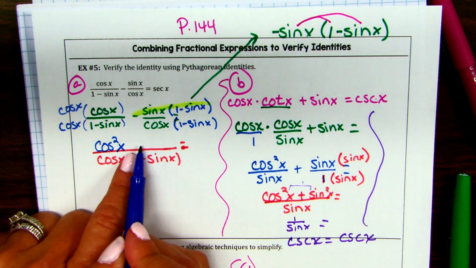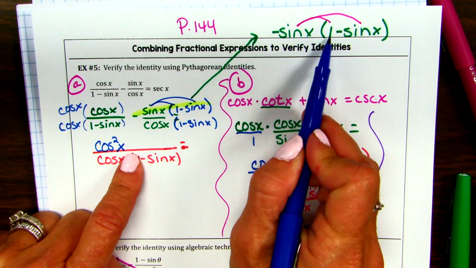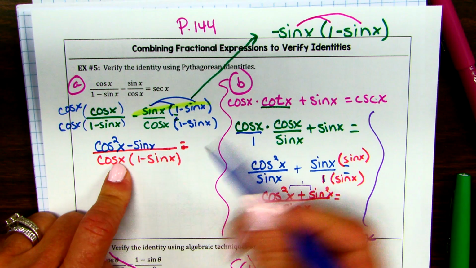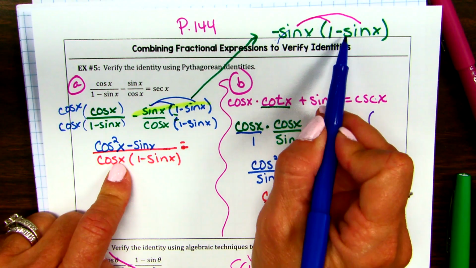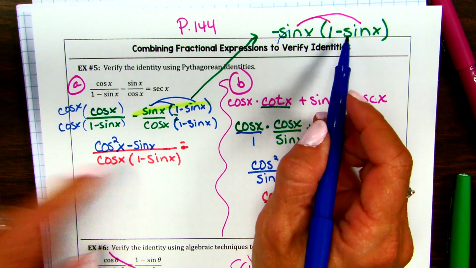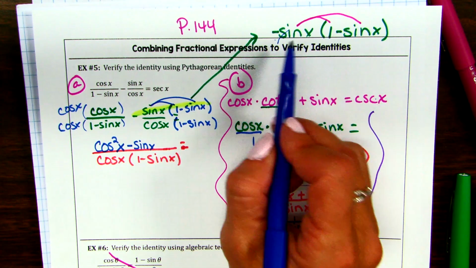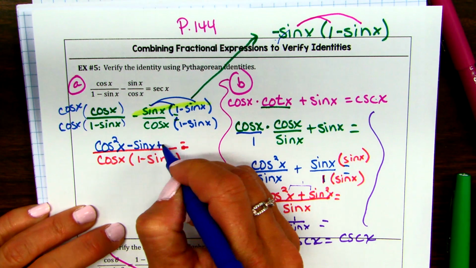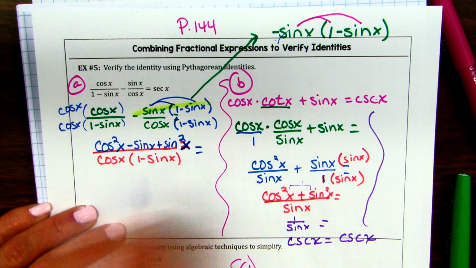And I'm going to put my answer right here. I'm just distributing. So negative sine x times 1 is negative sine x. And negative sine x times negative sine x, just like negative x times negative x is positive x squared, negative sine x times negative sine x is positive sine squared x.